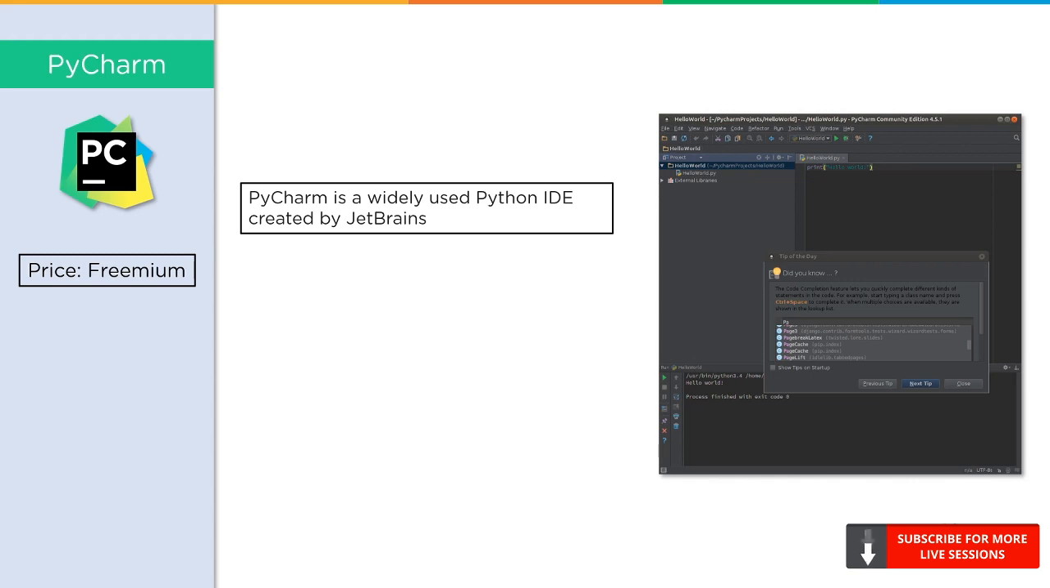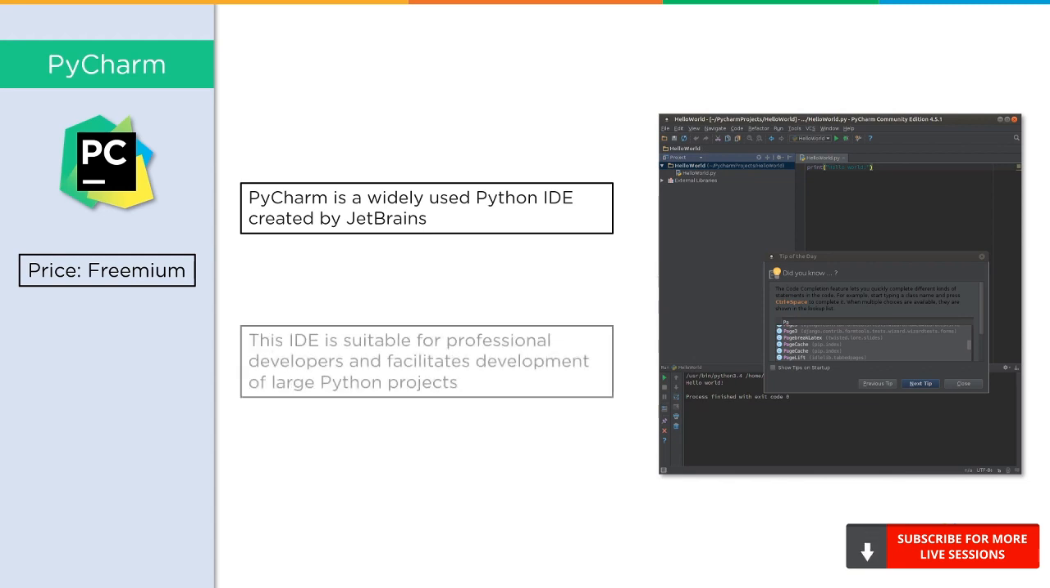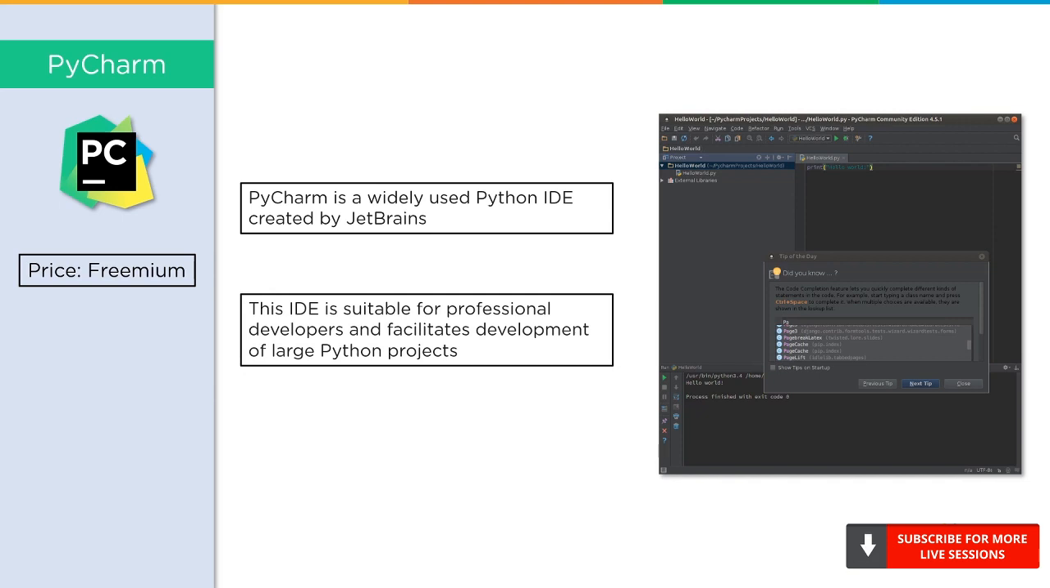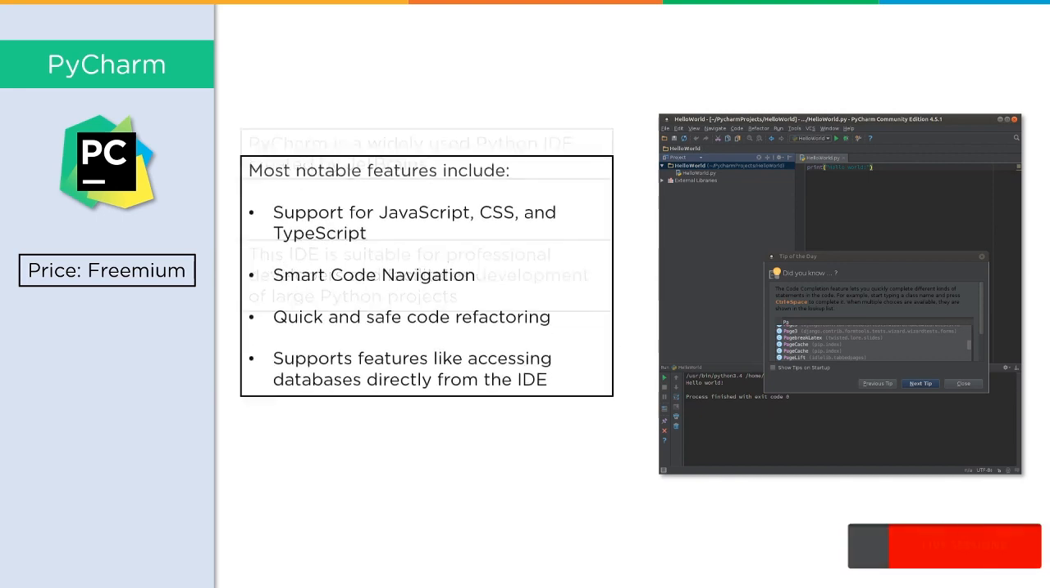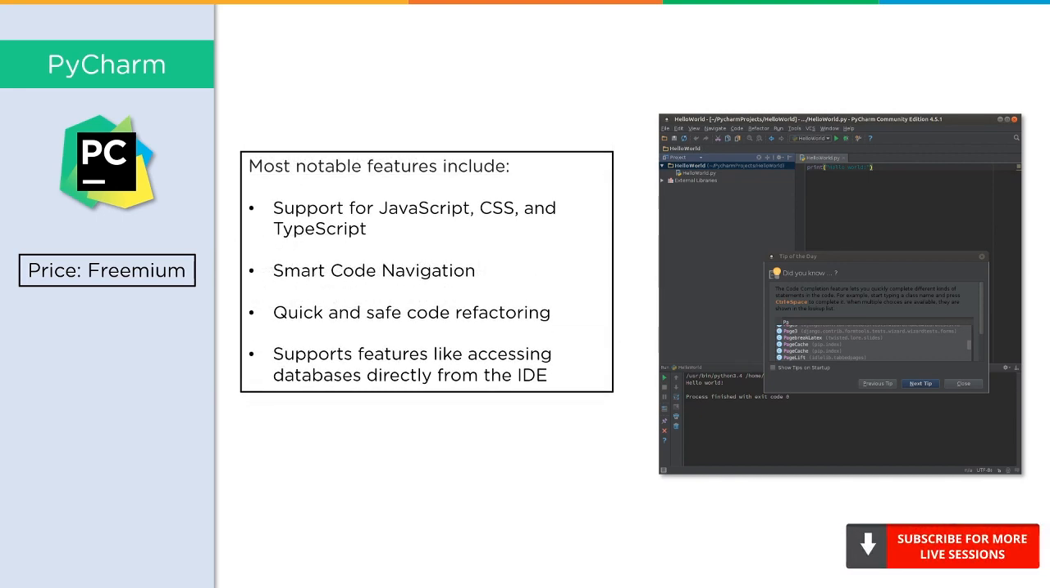Whereas on the other hand, professional is a paid version, a fully feature-loaded IDE with support for web development as well as many other purposes. This IDE is suitable for professional developers and facilitates development of large Python projects. The most notable features of this IDE include an intelligent Python code editor, with support for CoffeeScript, JavaScript, CSS, and TypeScript.